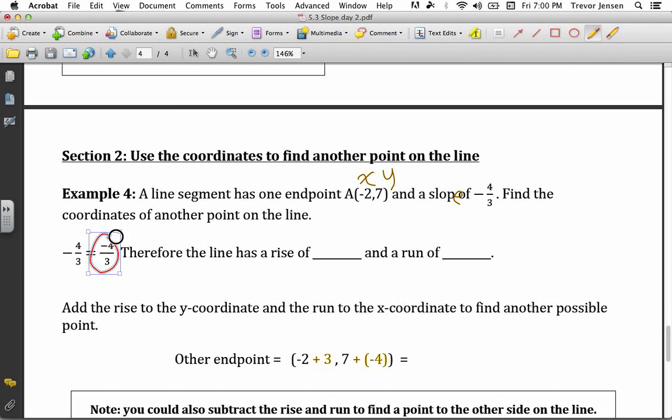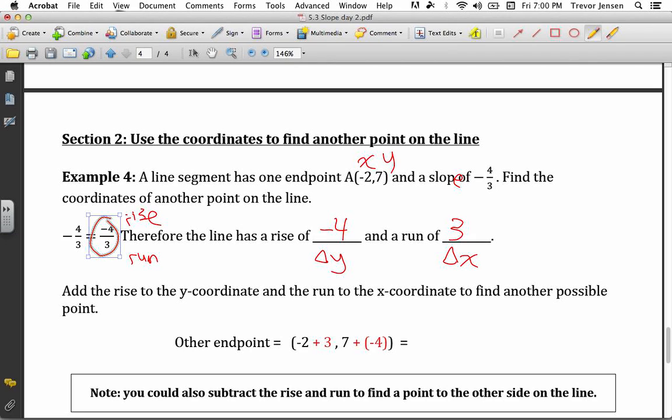That means our numerator is our rise and our denominator is our run. Therefore, the line has a rise of -4 and a run of 3. I know the rise is the vertical distance, so it changes the y-coordinate, and the run is the horizontal distance, so it changes the x-coordinate. To find a new point, all we have to do is add the rise to the y-coordinate and add the run to the x-coordinate.